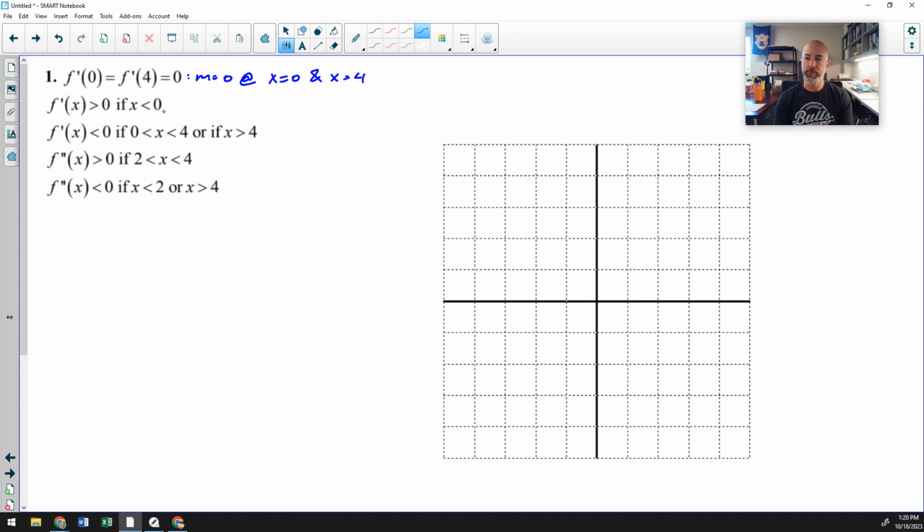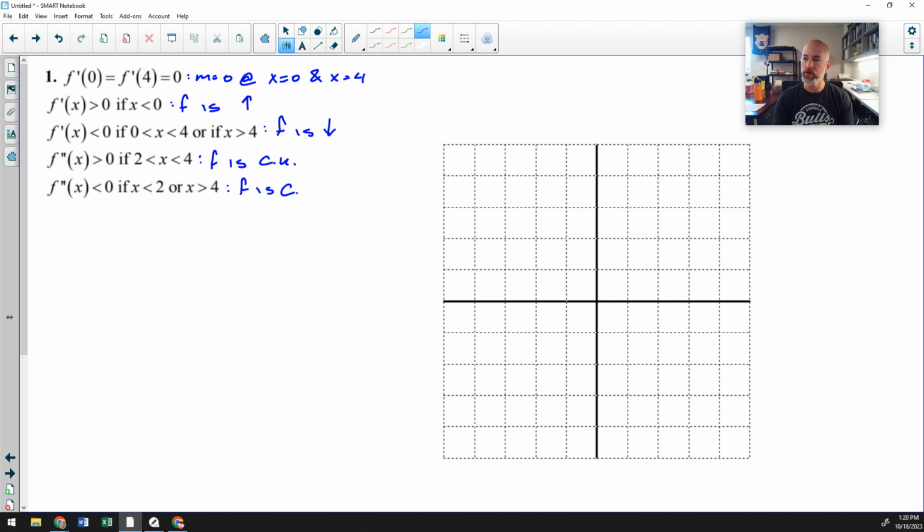If your derivative is positive, that means your function is increasing. So I'm going to make a little note to myself. F is increasing. Derivative negative, F is decreasing. Second derivative, now we're getting into concavity. Second derivative positive, that means your function is concave up. Second derivative negative means your function is concave down.